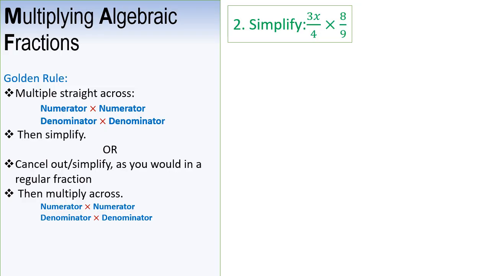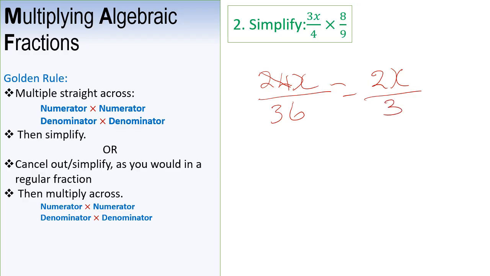Let's go into our second example. The rules still apply. We are going to multiply across first. So 3x times 8 is going to give you 24x over 4 times 9, that's 36. And from here you go ahead and you simplify. What is the common factor between the two? 12. 12 into 24 goes 2 times, your x remains, and 12 into 36 goes 3 times, and that's your answer.